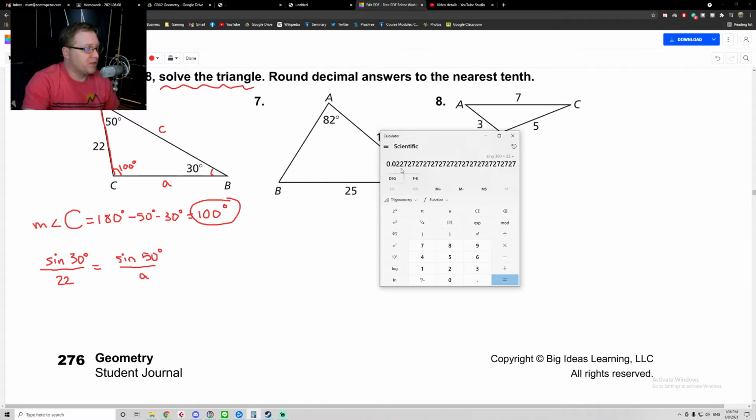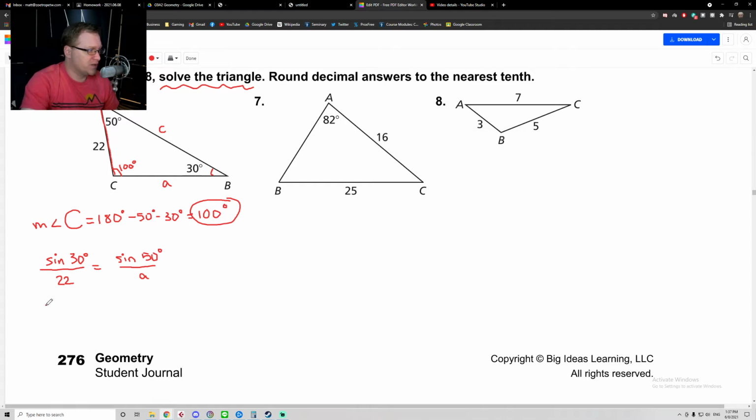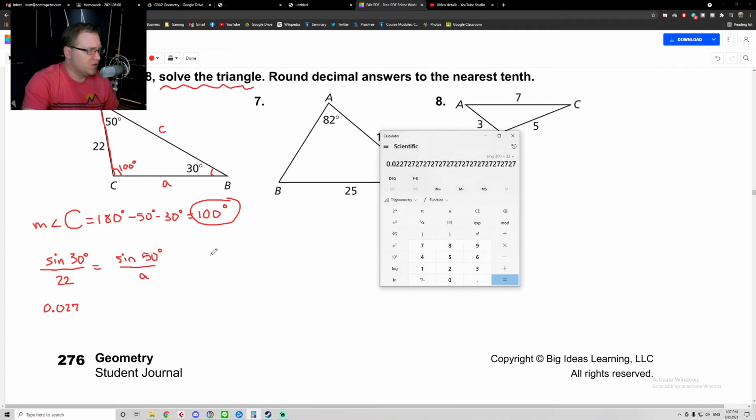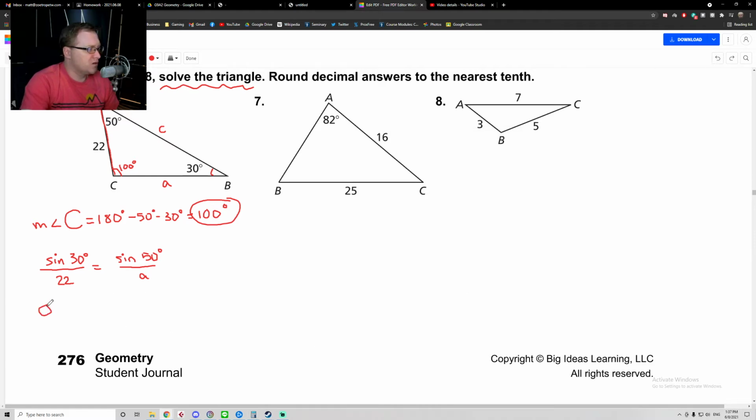I'm going to write everything, and I usually write everything into 4 decimal places until we get to the end, where our answer is going to be in tenths. But right now, 4 decimal places. I wrote it wrong, sorry. It should be 0.0227.